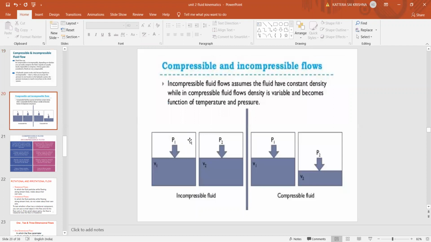Okay, so this is the image you can see here. Suppose it is a liquid, an incompressible fluid. If we apply pressure, the volume doesn't change, so density doesn't change. Suppose it is a compressible fluid like gases. If you apply pressure, what happens? The volume will be reduced, which means density will be increased here. So that is the main difference between compressible and incompressible fluid. If the density of the flowing fluid changes from point to point, that fluid flow is called compressible flow. If the density is not changing with respect to the fluid flow, it is incompressible flow.